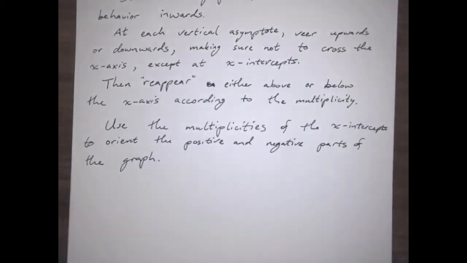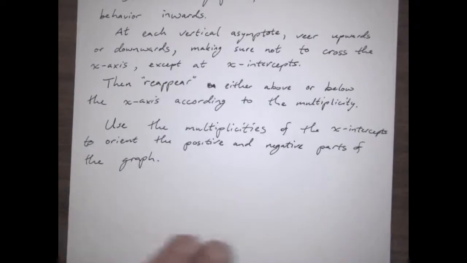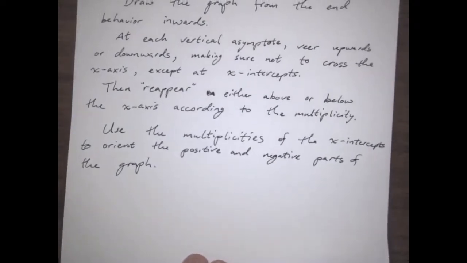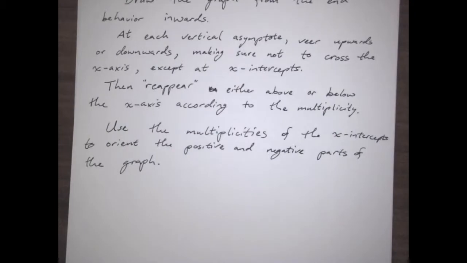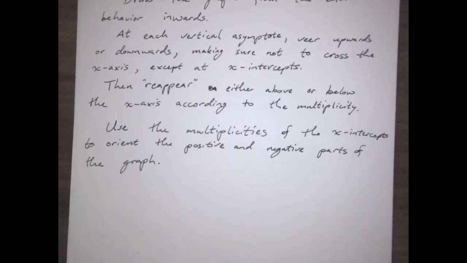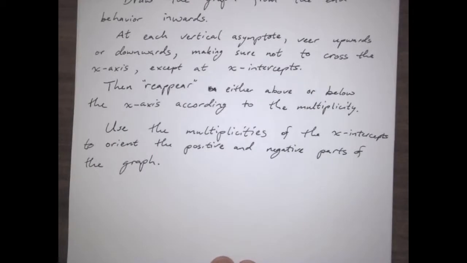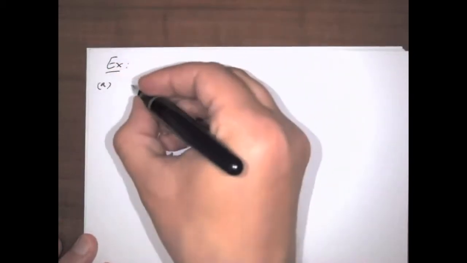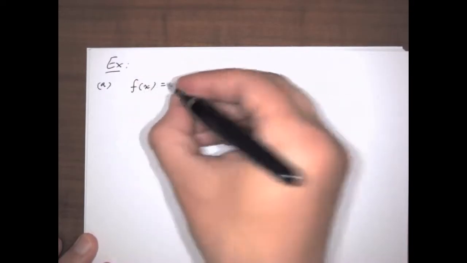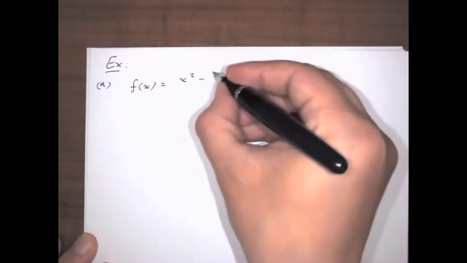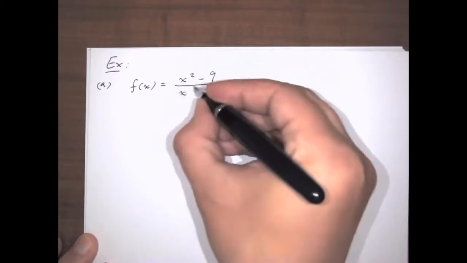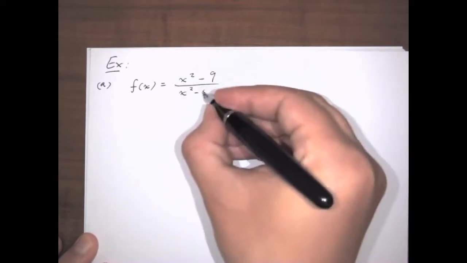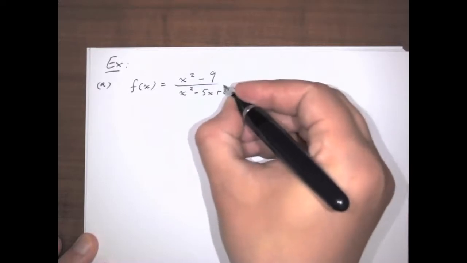Okay, well, enough talk. Let's try this. So let's try doing this for each of the examples, or for several of the examples that we've already looked at, and then maybe a couple more. So let's start with, as an example, our old friend f of x equals x squared minus 9 over x squared minus 5x plus 6.